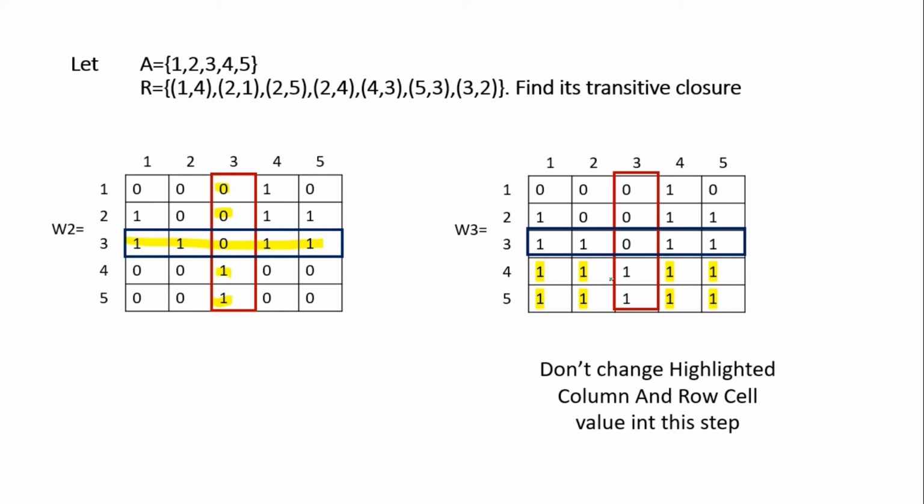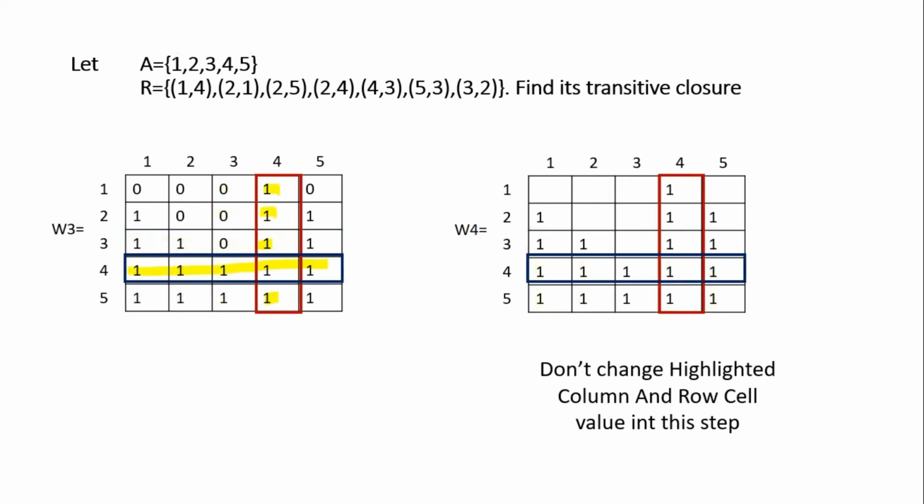Now we are left with the calculation of two Warshall sets. As the number of elements in the set is 5, we have to find a total of 5 Warshall sets, that is W1, W2, W3, W4 and W5. So we have to find W4. We will keep the 4th row and 4th column of Warshall set 3 as they are in Warshall set 4 and calculate the remaining entries based on the highlighted row and column.